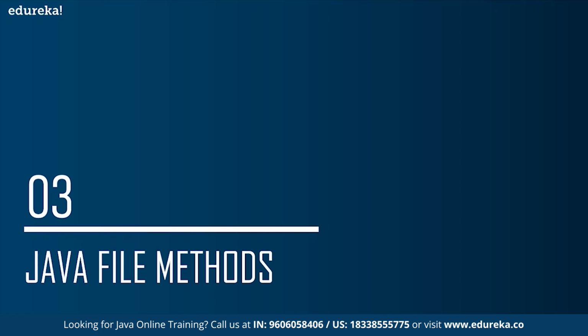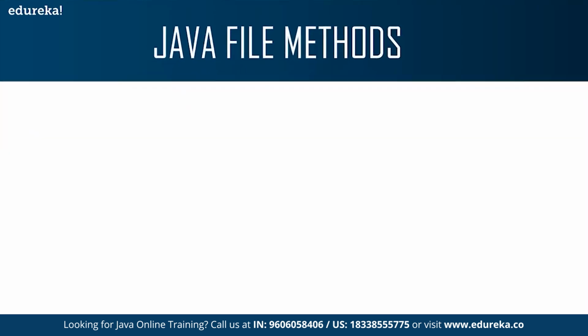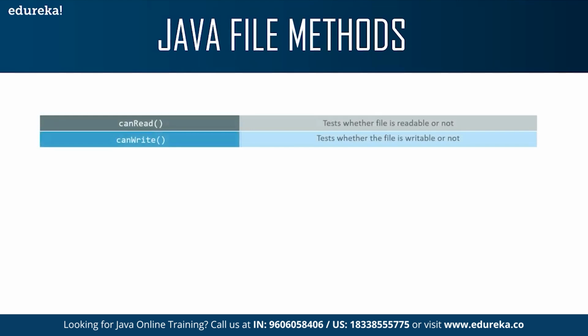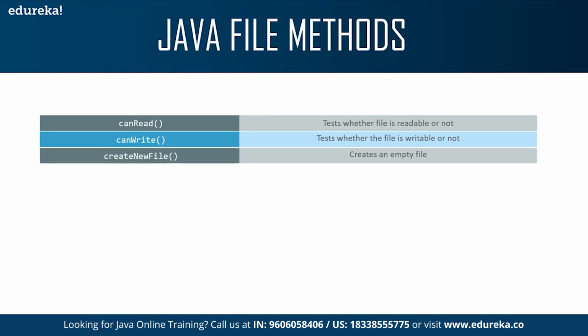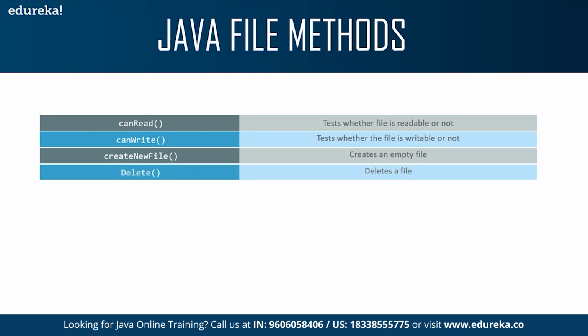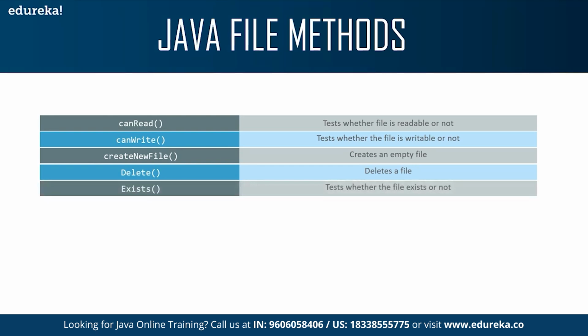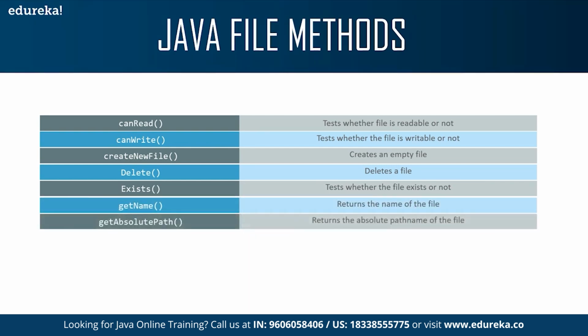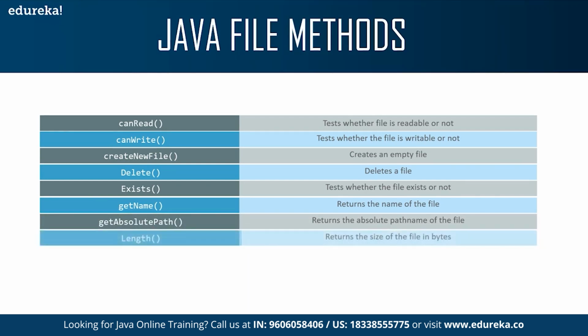Now let's move further and have a look at the various file methods that are useful to perform Java file operations. First, canRead. This method is used to test whether the file is readable or not. Next, canWrite. This method tests whether the file is writable or not. And next, you have createNewFile, which creates an empty file. And next, delete. This command is used to delete the file. Exists. This tests whether the file exists or not. And next, you have getName, which is used to return the name of the file, and you have getAbsolutePath, and this is used to return the absolute path name of the file. And next you have length, and it returns the size of the file in bytes.